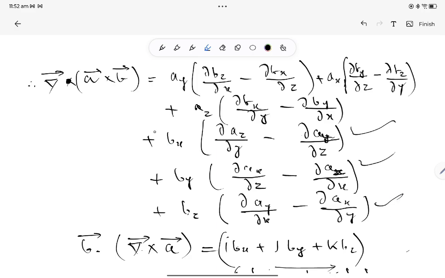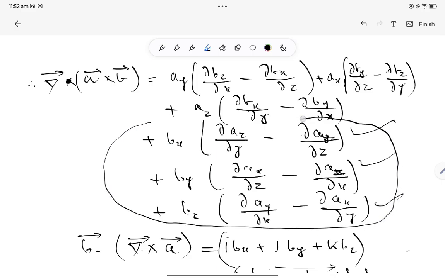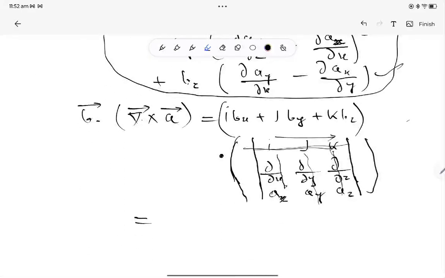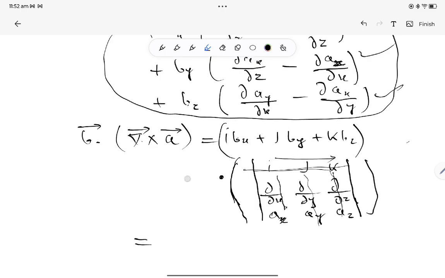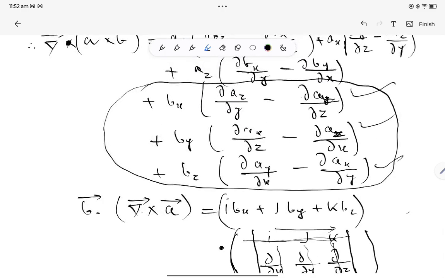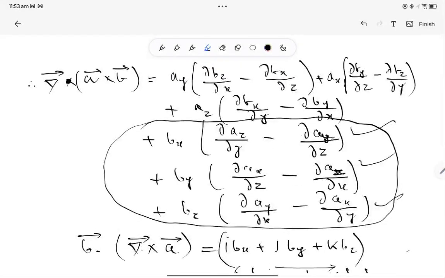So this you can easily recognize. This is simply the dot product B dot del cross A. So we can replace this much by this simple expression, by this simple dot product. Similarly, let us look at these terms which contain Ay. Again, you have to simply write here A dot del cross B.